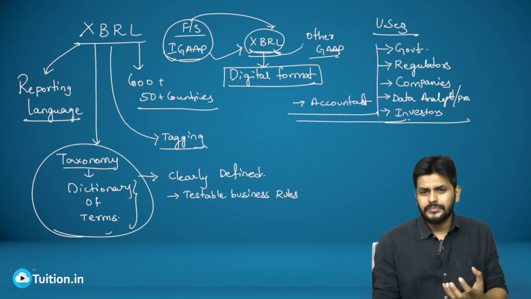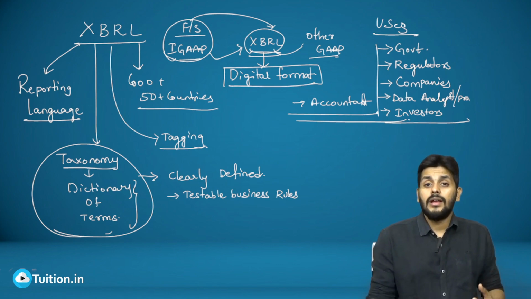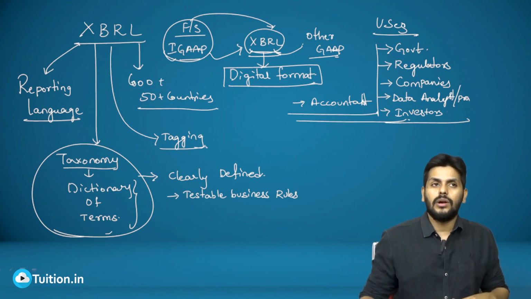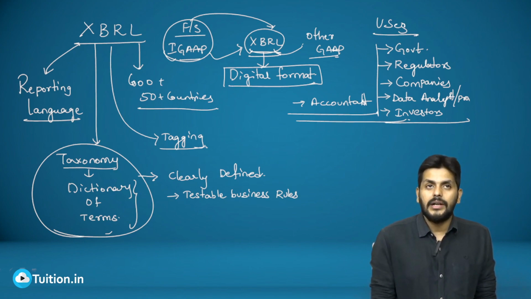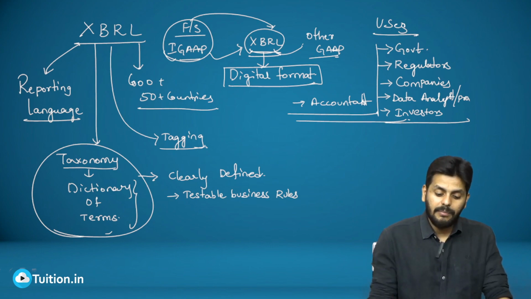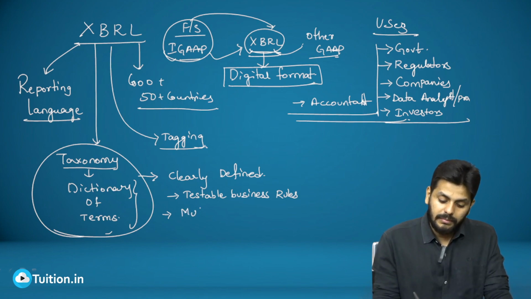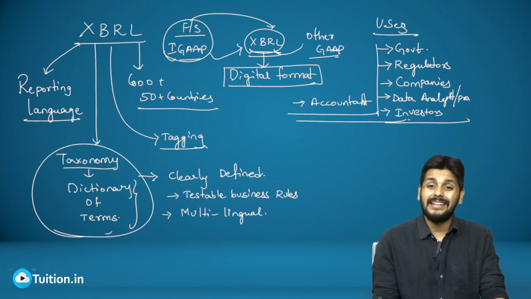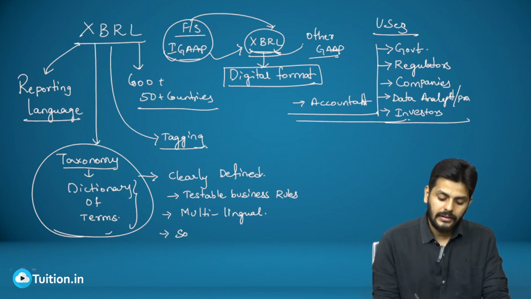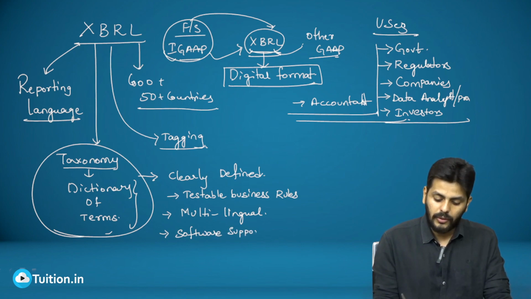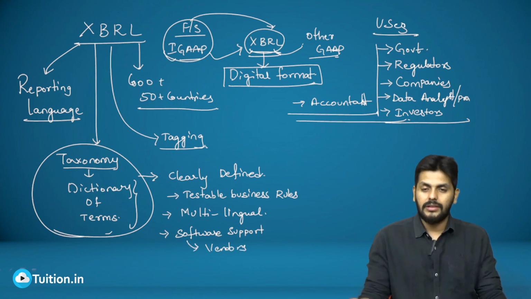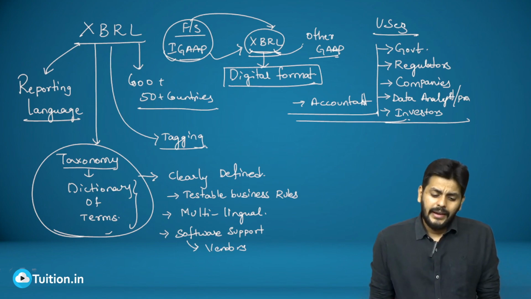The data the ERP generates is converted into XBRL. Then the XBRL data we submit to the government, the government can also check using XBRL whether the data submitted by companies is correct or not. Another best part about XBRL is that it's available in multilingual, that is it supports multiple languages, and software support from vendors is always available for XBRL. So it's a great tool, guys.